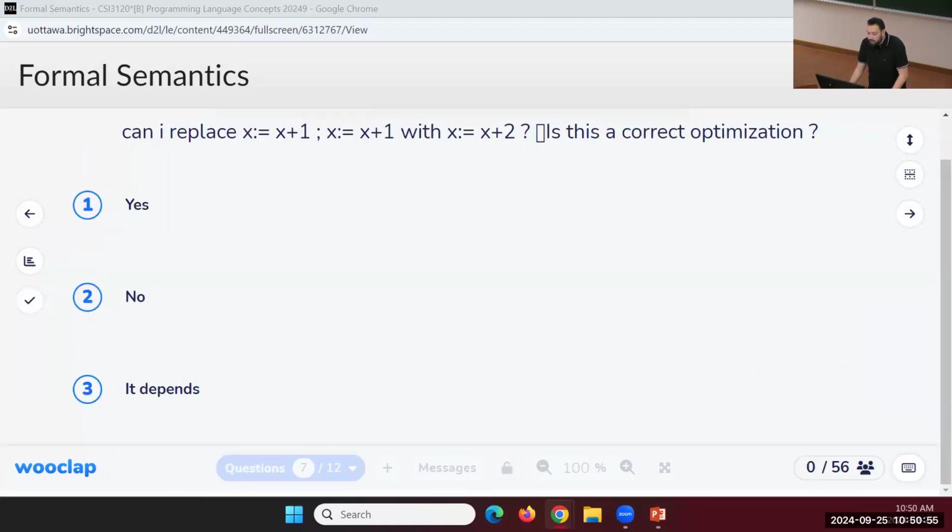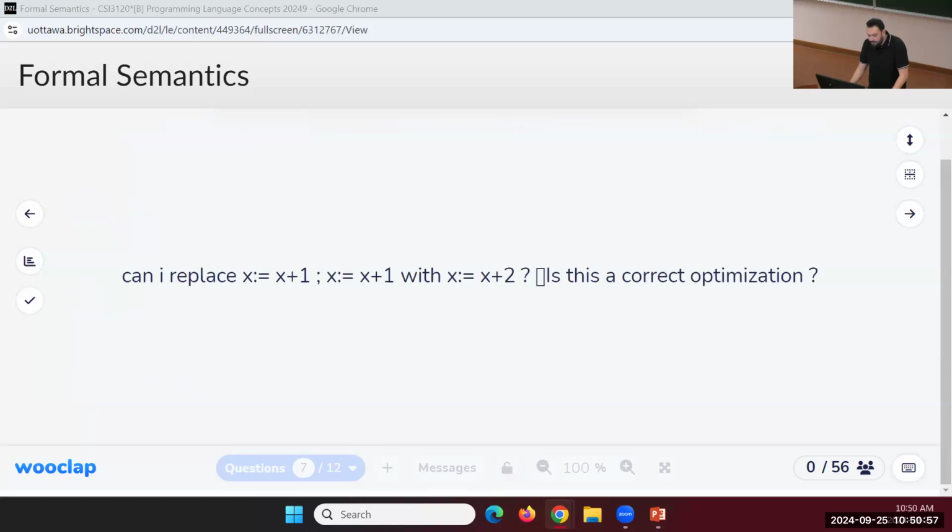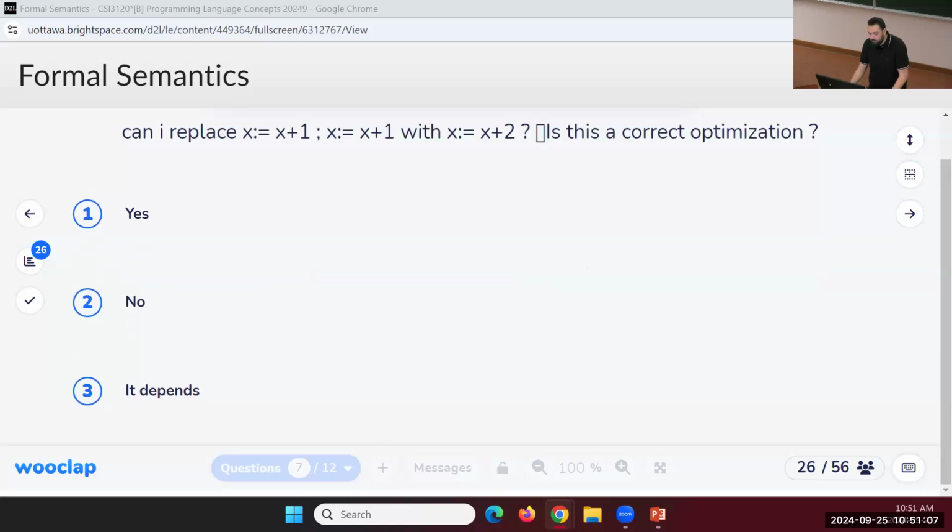Now, can I replace x equals x plus 1, x equals x plus 1 with x equals x plus 2? Is this a correct optimization? Can I just replace them? Yes, no, or it depends?